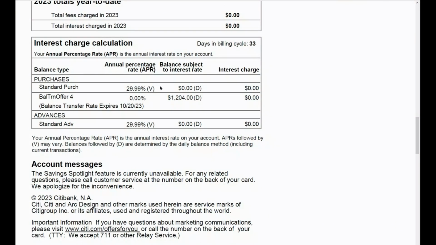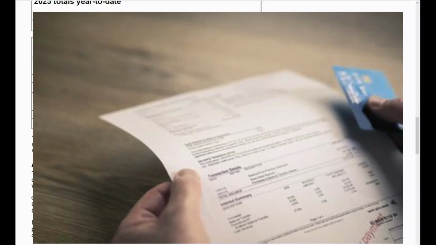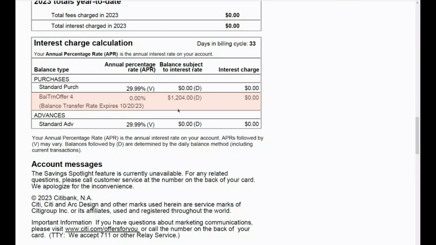If I had not been on top of my finances, if I was acting a fool like I did a year ago, not really tracking my expenses, reading my billing statements, I would miss this. Even if I only had $50 on this account, they would still charge me interest rate for $1,204. Very important. Balance types. If I had cash advances, standard advance, I would be charged 29.99%. That's almost 30% in interest rate. Whew, that hurts. But that's the game we choose to play, right?